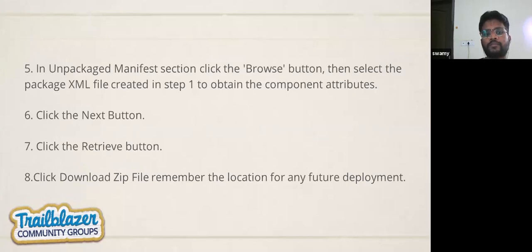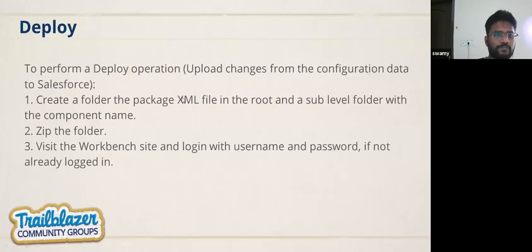And in the unmanaged manifest section, you have to click on the browse button and then select the XML package that you created in step 1, right? If you have not created one in step 1, you have to do nothing. Just click on the next button and click the retrieve button. Then click on download zip. At this point, the zip file will be downloaded and you have to upload that zip file to your production org. And that comes under the deployment process.